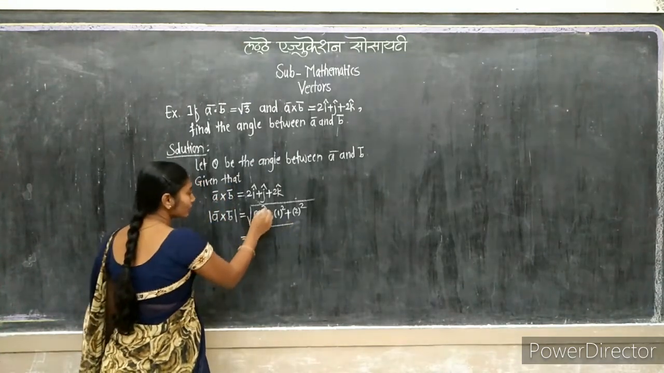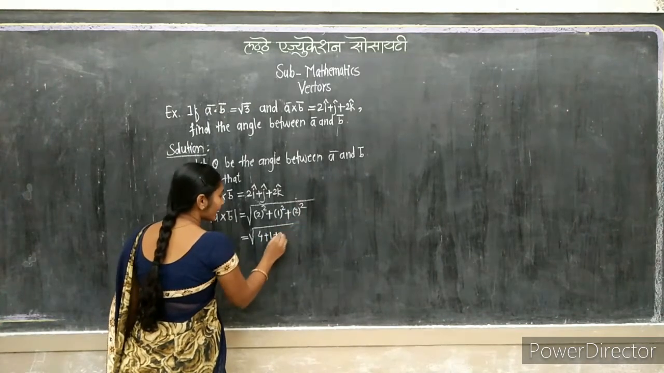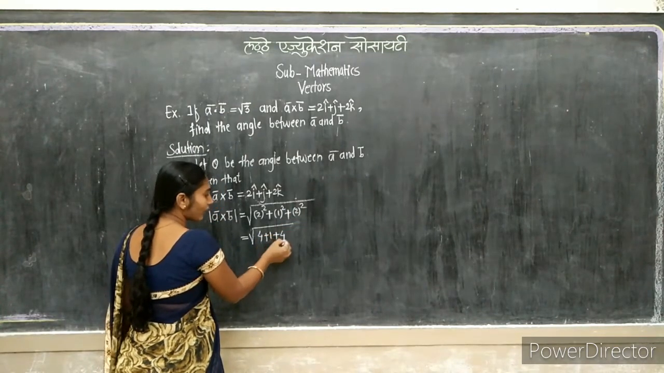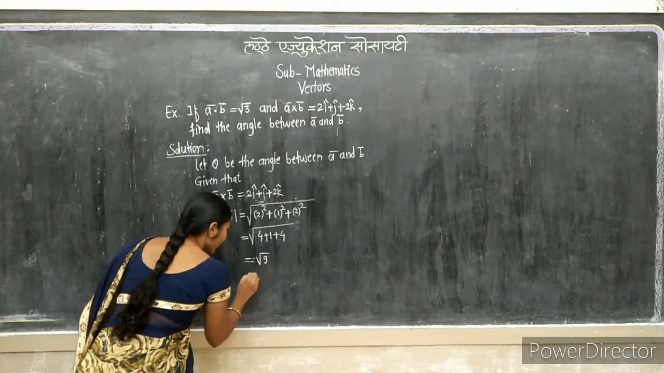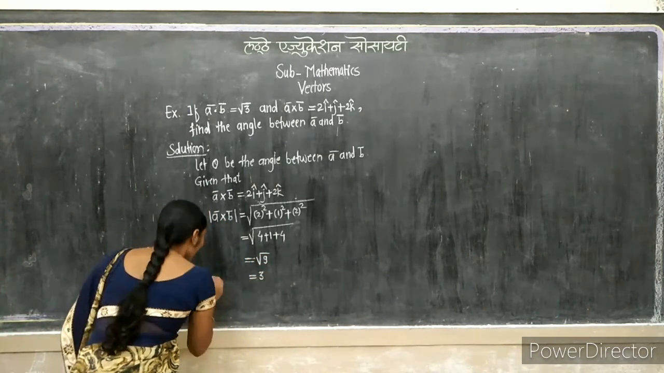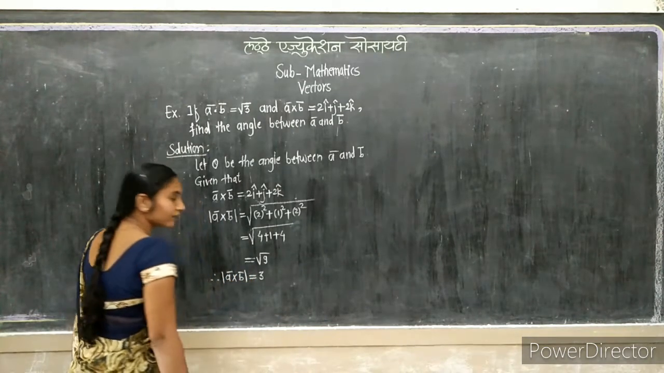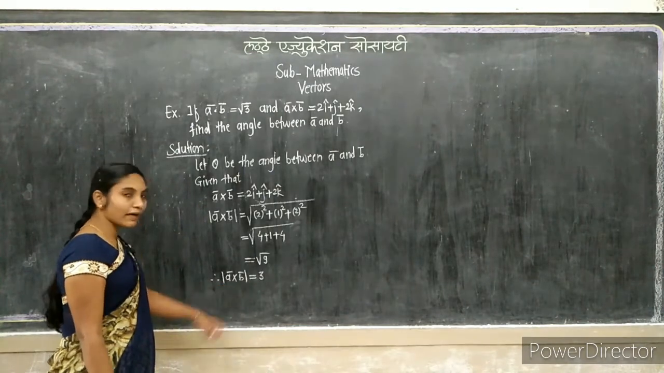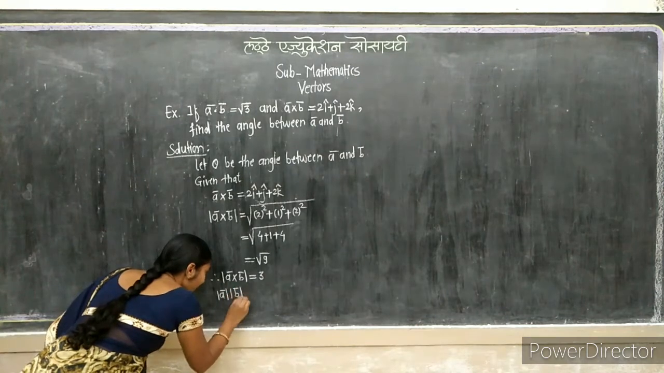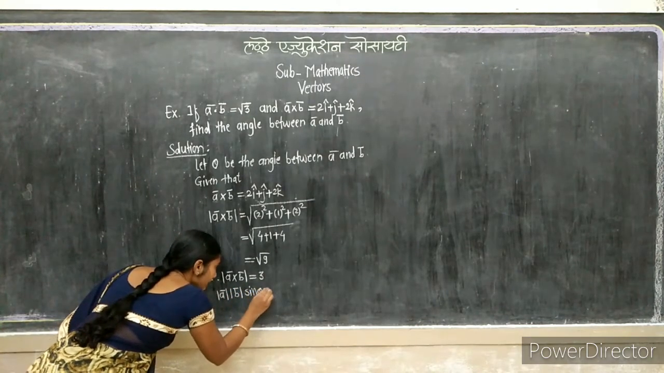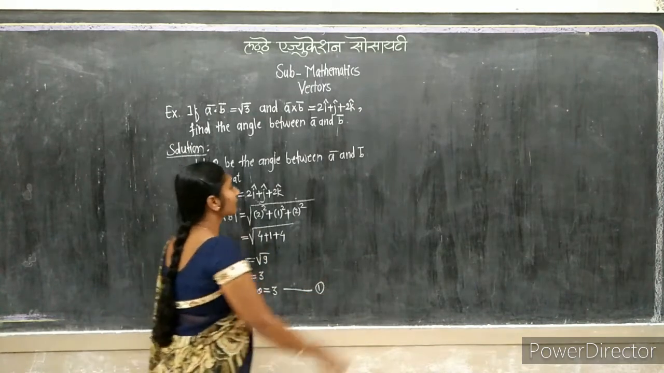root of 2 square is 4, plus 1 square is 1, again 2 square is 4; 4 plus 1 is 5, 5 plus 4 is 9, that is under root 9, and under root 9 is 3. This is the magnitude of a bar cross b bar, but the magnitude of a bar cross b bar is the magnitude of a bar, magnitude of b bar, sin theta, which is equal to 3. This is equation number 1.